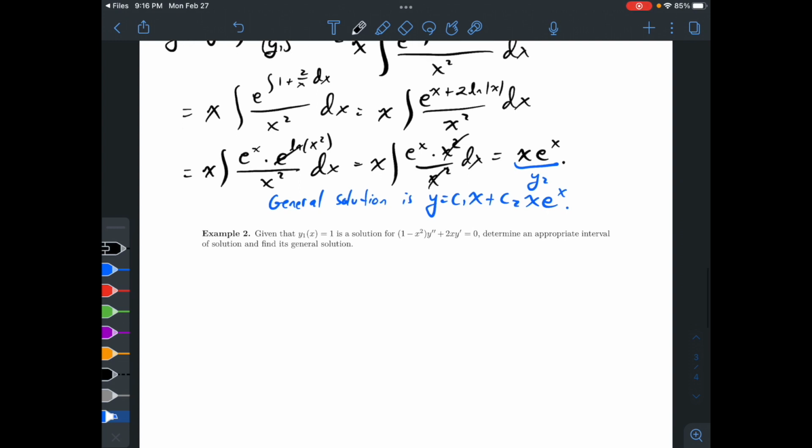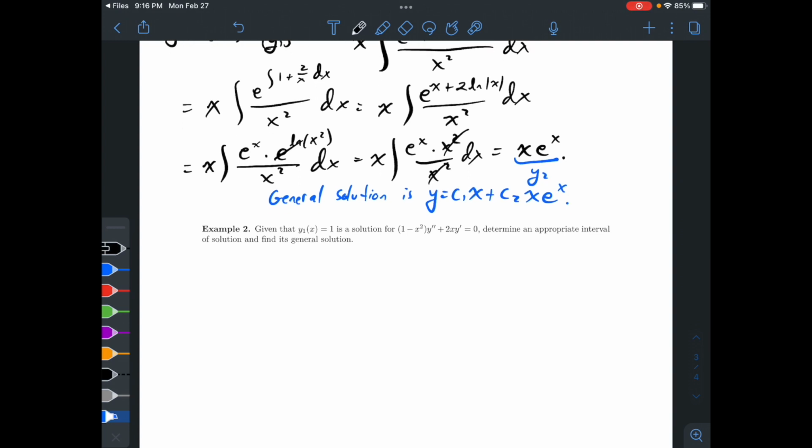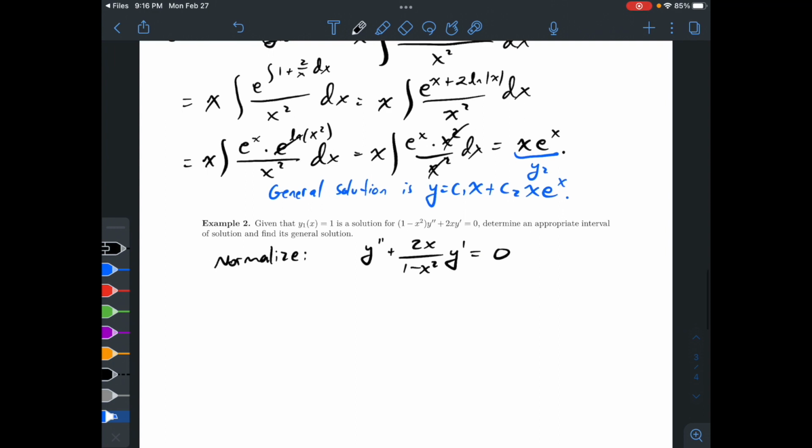I'm going to assume that you've paused and tried it now, and I'm just going to proceed. So your first step should just be to normalize. So we get y double prime plus 2x over 1 minus x squared y prime is equal to 0.